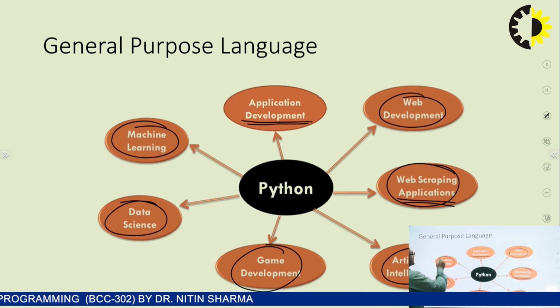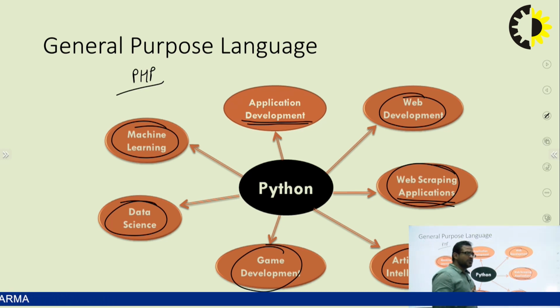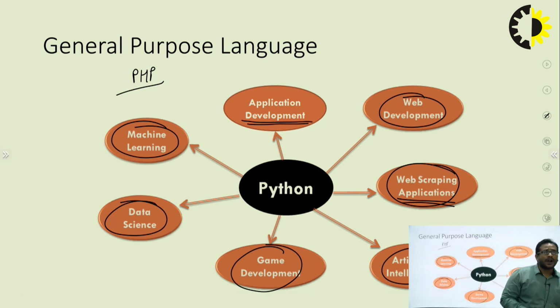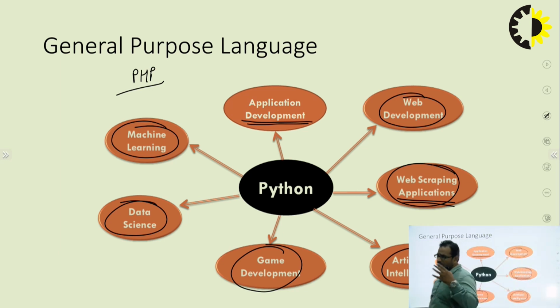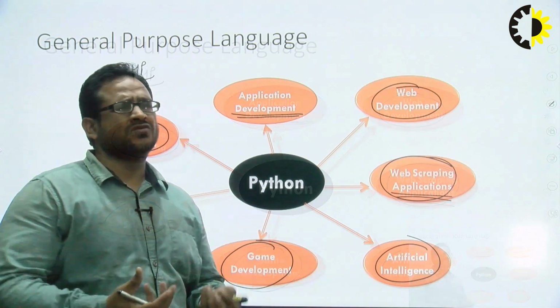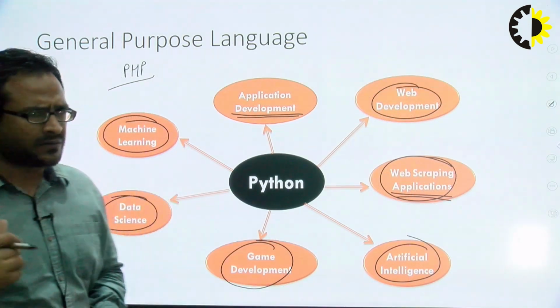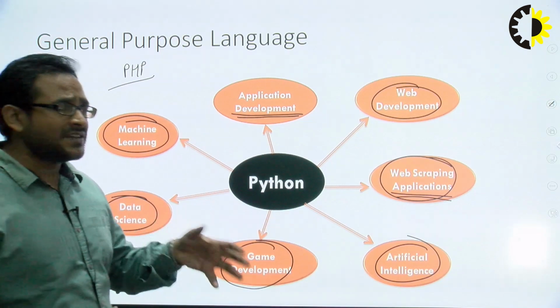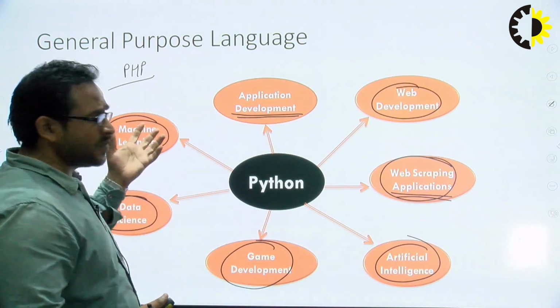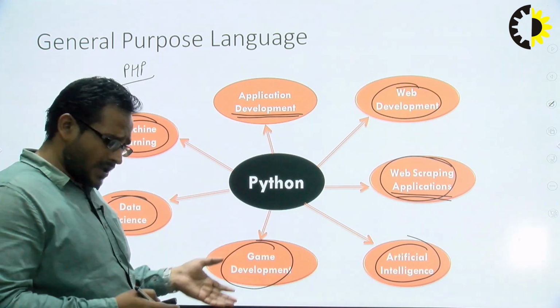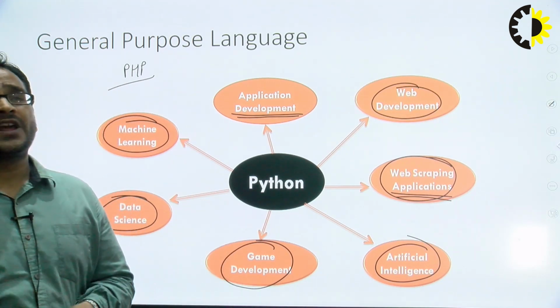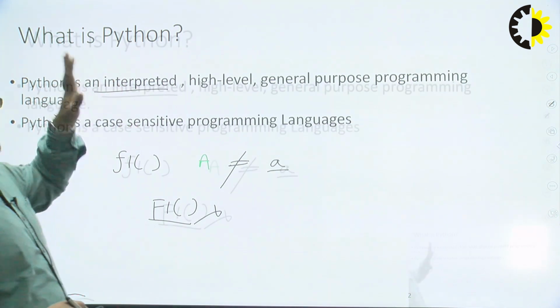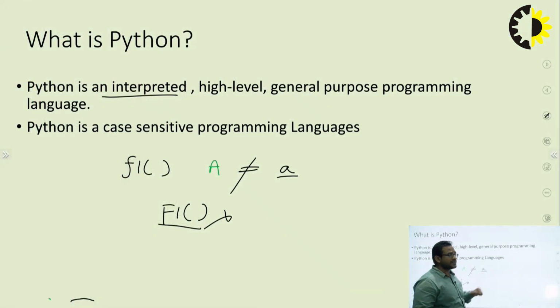For example, take PHP. PHP is a programming language which is basically used for web development, right? After learning it, if you become interested in game development, you have to change the technology. There is no scope to develop a game in PHP. You can create a little web-based gaming, but if you want to develop a car racing type of game in PHP, it is not possible. You can easily develop it in Python. That's why Python is called a general purpose language. That's why I told you Python is an interpreted high level general purpose programming language, and Python is a case sensitive programming language, right?